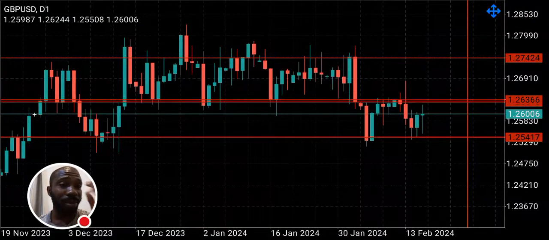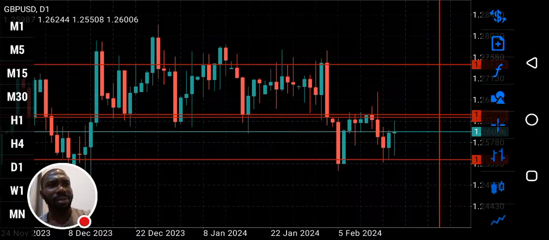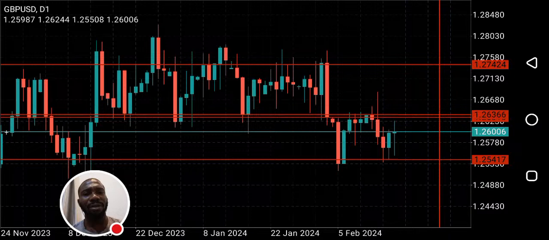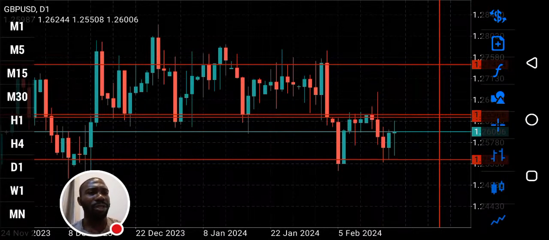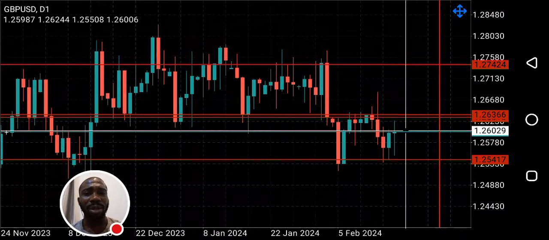Okay, so that's my take on GBP USD. Like I said, price is in a range. So we either trade breakout from the resistance or breakout from the support. GBP USD hasn't given us a clear direction for the past few weeks. If you are considering buying, that's my own opinion. That's what I'll be looking at for this week.